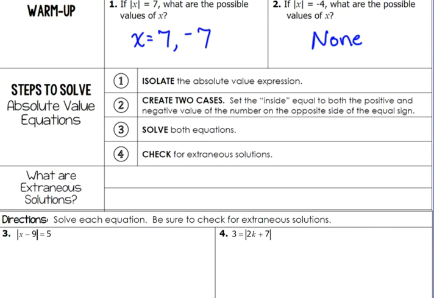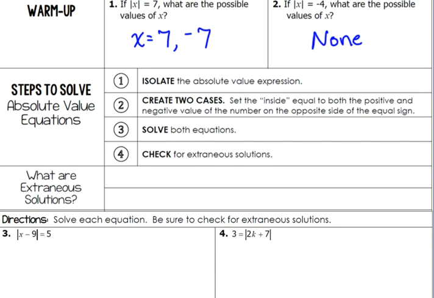So, here's some steps to solving our absolute value equations. Number 1 thing that you have to do is you have to isolate your absolute value expression. Now, in these first couple of examples that you see down here, you don't have to do that. It's already by itself. But then we'll look at some examples here in a minute where you do have to do something to get that absolute value expression by itself.